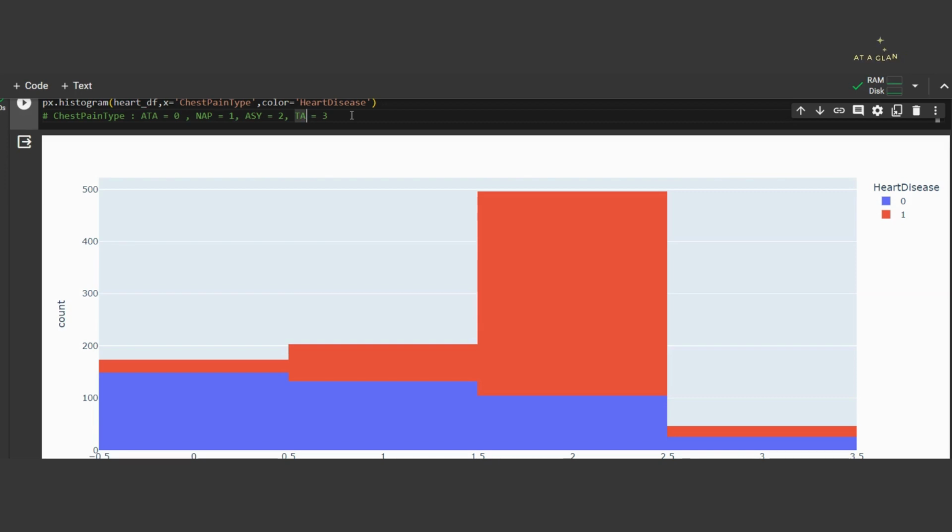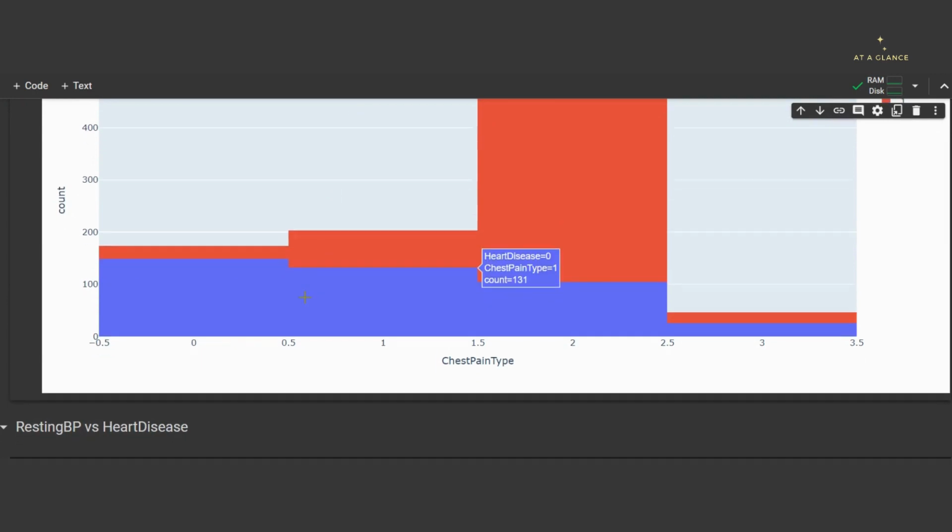The patient has high chances of having heart disease. So, this is the summary that we get by looking at the relationship between the chest pain type and the heart disease. Now let's move on to the next column, relationship.